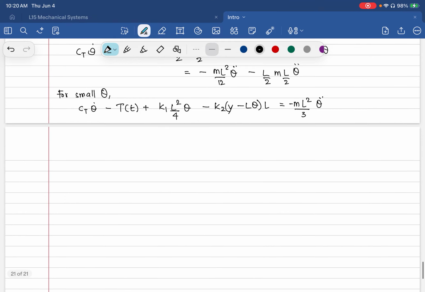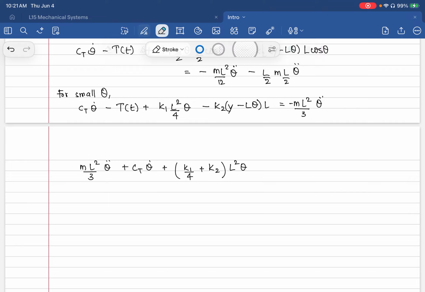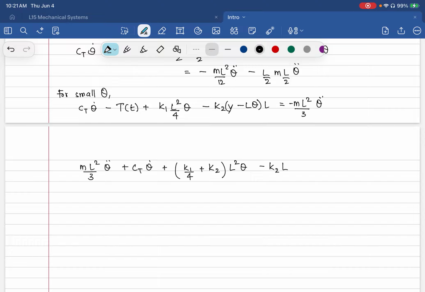So now if I want to write it in a standard form, I will have it in decreasing order of derivatives. So m L squared by 3 theta double dot plus c_t theta dot plus, I collect the theta terms, and I will have (k1 by 4 plus k2) L square collected with theta minus k2 L y is equal to tau of t.